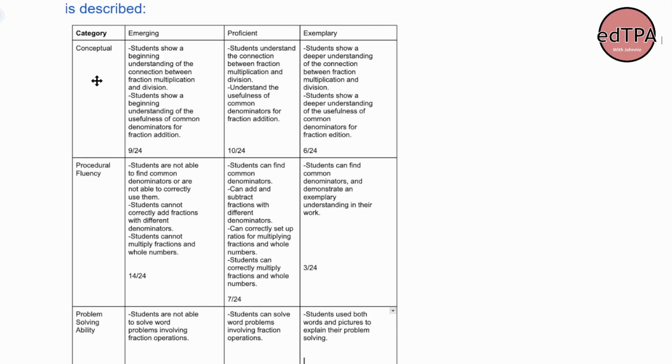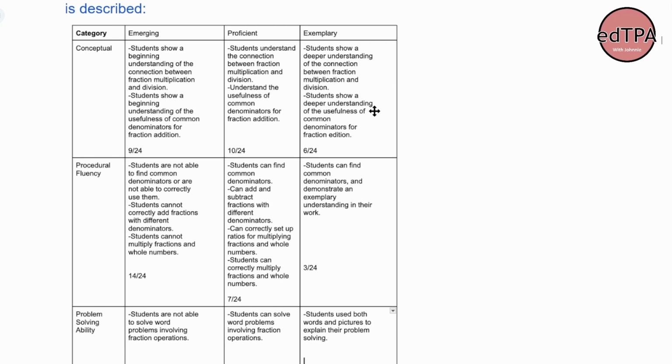So you can see how conceptual understanding is leveled, but also pay attention to how much descriptive language there is about the math. So students show a beginning understanding of the connection between fraction multiplication and division. Okay? And you can see that's followed in the next one. Students understand the connection between fraction multiplication and division, understand the usefulness of common denominators for fraction addition and exemplary.